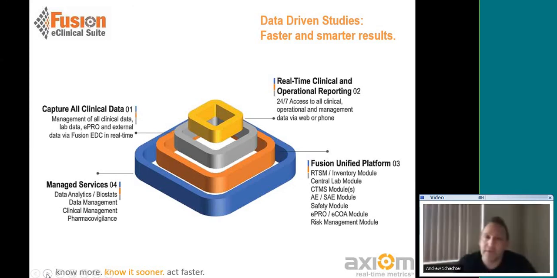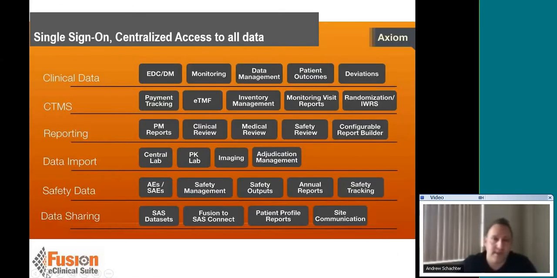So we put together all the components. You'll notice data is at the top of the list. Access to data is at the top of the list in terms of reporting, and then capturing all the data regardless of where it comes from. And then for us, the importance of the various modules leading down to safety, adverse events, UTMS, and the appropriate services to be able to manage it. So Fusion brings them all together.